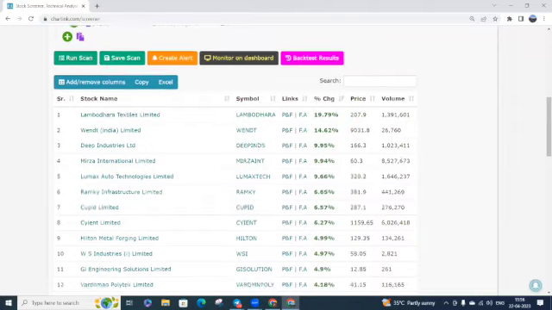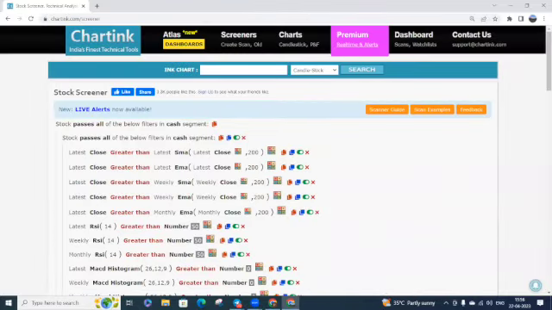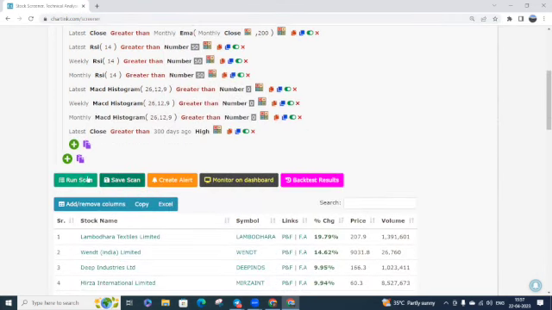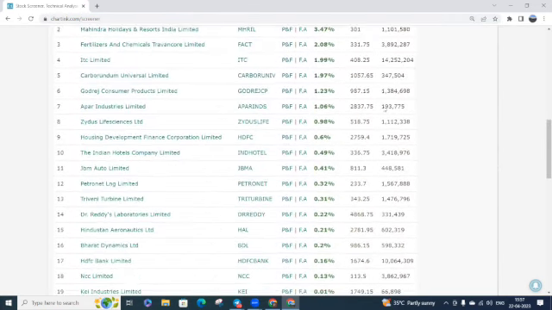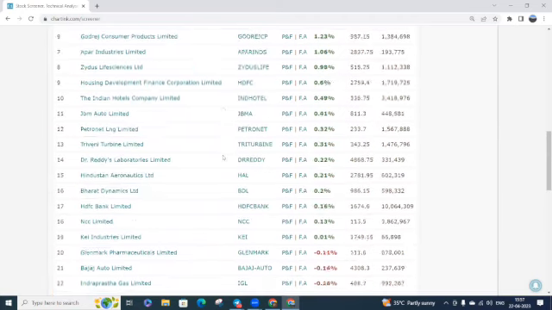Yeah, run a scan. So you see, running a scan, I'm getting around 114 filtered shares. Maybe the first thing is passing all segments, it's correct, right? So I'll look for Nifty 500 alone. I'll run the scanner. So how many shares am I getting? I'm getting 32 shares.